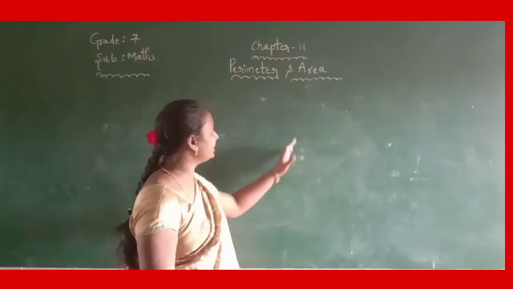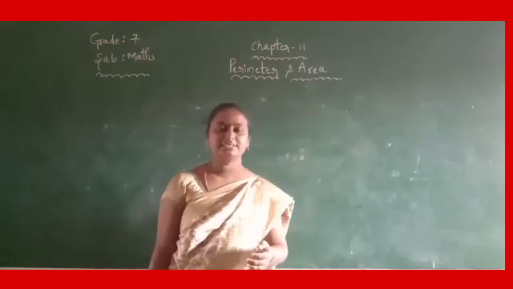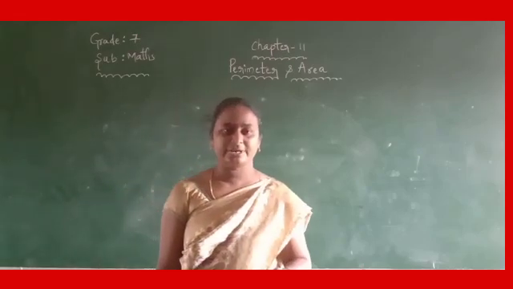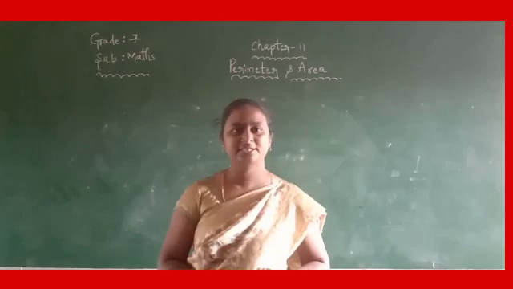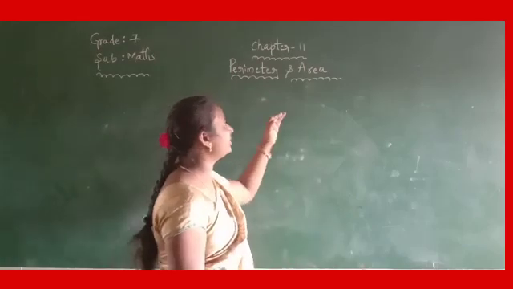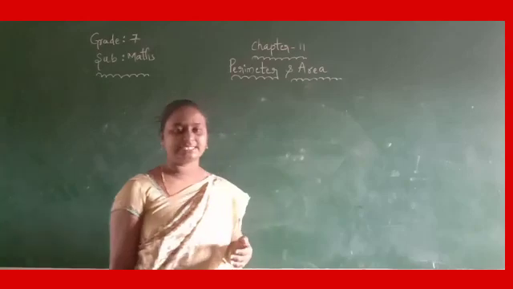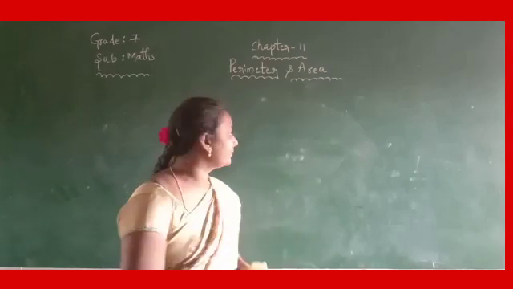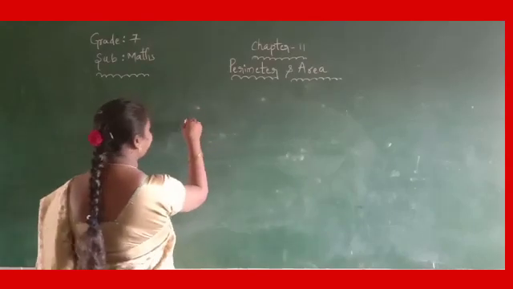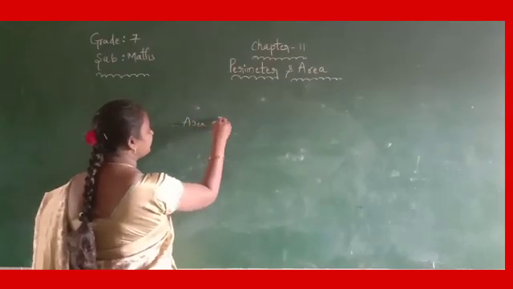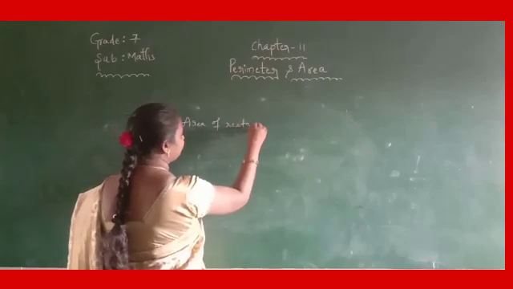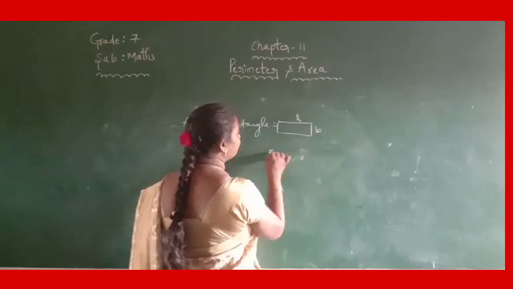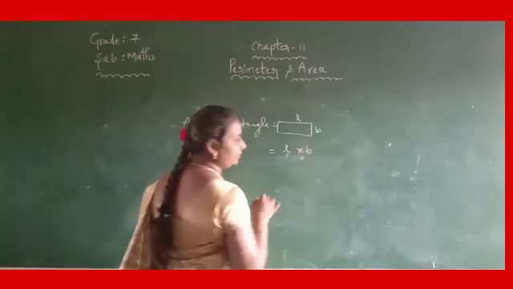So the next one is area. What is the area? Area means the part of a plane or region occupied by the closed figure. With detailed information you may learn in the upcoming classes. Here you have to know the formulas for the plane figures. So that is area of the rectangle. What is the area of a rectangle? Rectangle has the length and breadth, so the formula is length into breadth.